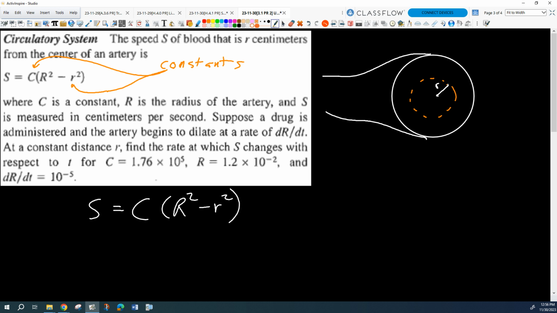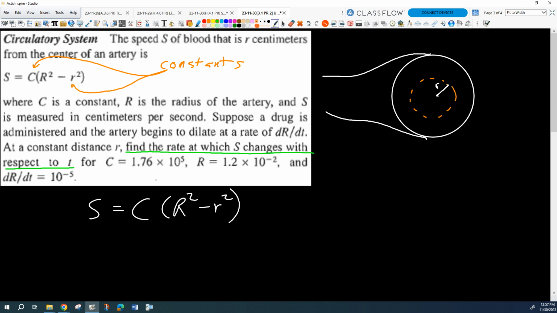What's it want us to find? Here it asks the question, find the rate at which S changes with respect to T. So what am I doing? I'm trying to find S prime, aren't I? So how do I get S prime? What am I differentiating with respect to? T. But I have to differentiate both sides of the equation with respect to T, right?